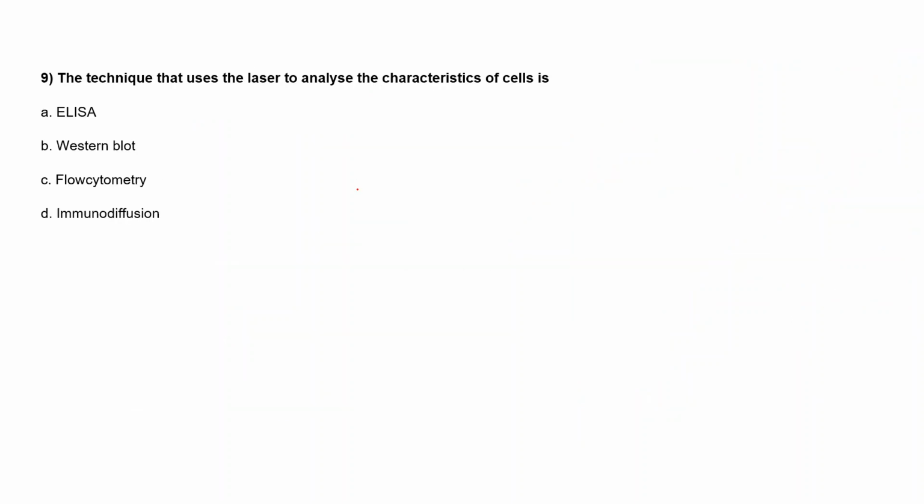Moving to the next question: the technique that uses a laser to analyze the characteristics of cells is: option A is ELISA, option B is Western blot, option C is flow cytometry, and option D is immunodiffusion. Option C, ma'am. Okay, anyone else? Option C. Okay. So you guys are right. Option C is the right answer. That is flow cytometry.